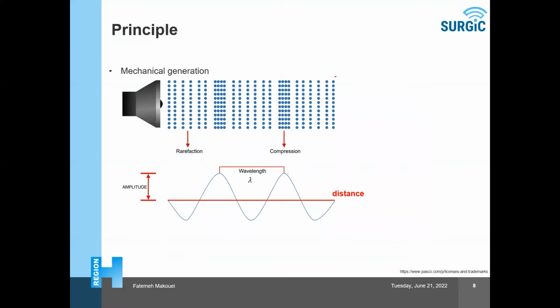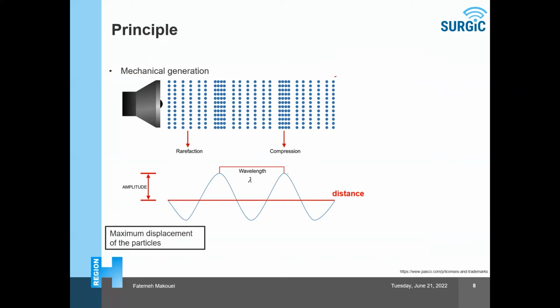For sound waves, we have mechanical generation with 2 regions: compression and rarefaction. Compression is a region in a wave where the particles are closest together, and in rarefaction, the particles are furthest apart. And this is the wave corresponding to the model above. But what is wavelength? It is the distance between any 2 similar points on the wave. It is the length of one complete wave, and it is denoted by the Greek letter lambda.